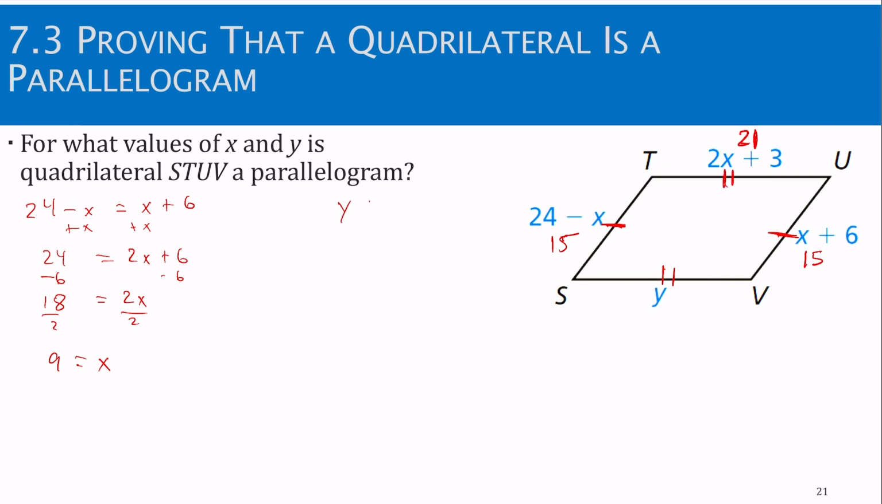So if I use the top and bottom, the y would equal the 2x plus 3. x is 9 though, so y would be 21.